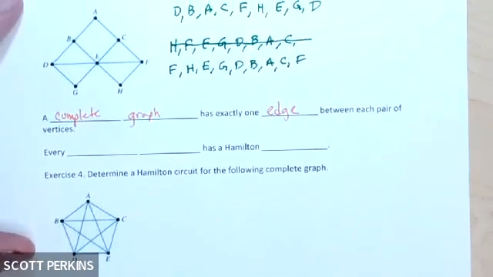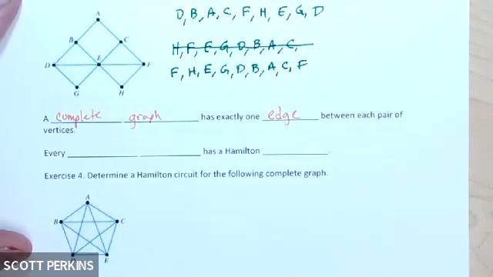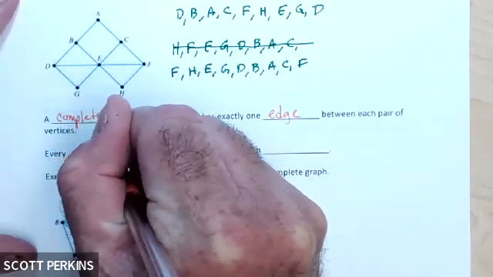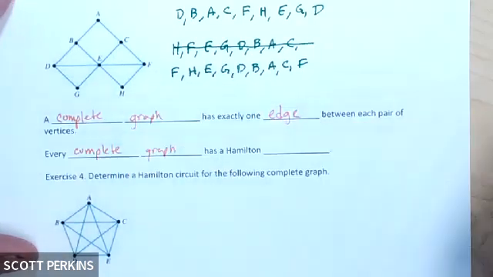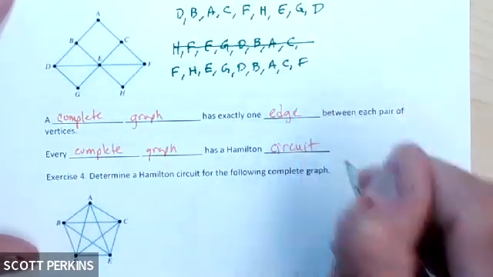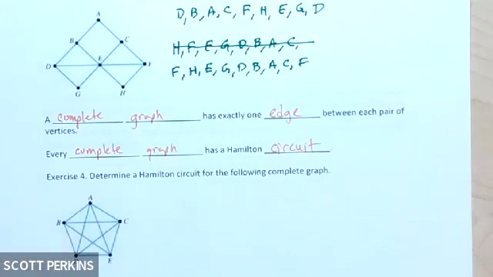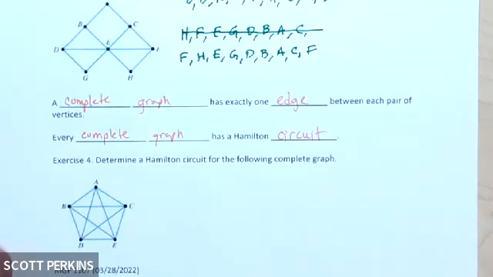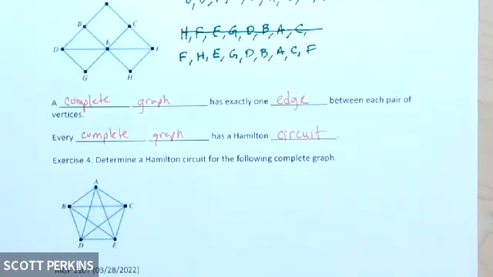The reason we care about complete graphs is every complete graph has a Hamilton circuit. If every vertex is joined directly, then you can find a Hamilton circuit. So for exercise 4, when you're done filling in those blanks on that previous one, go ahead and determine a Hamilton circuit. There's lots and lots of options once you have a complete graph, which we do there.